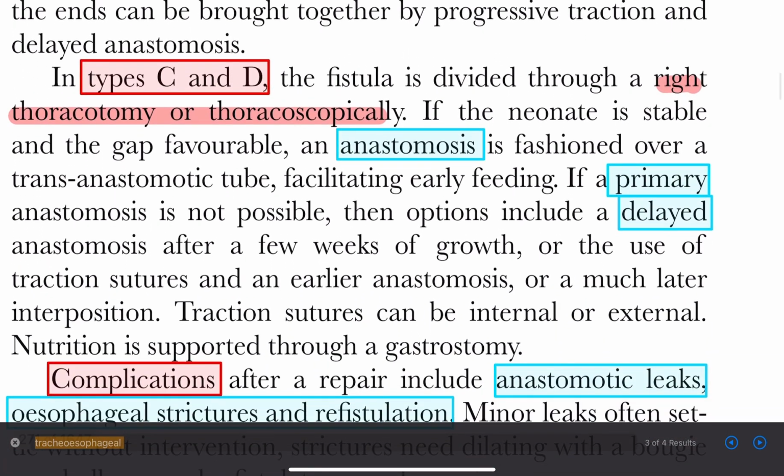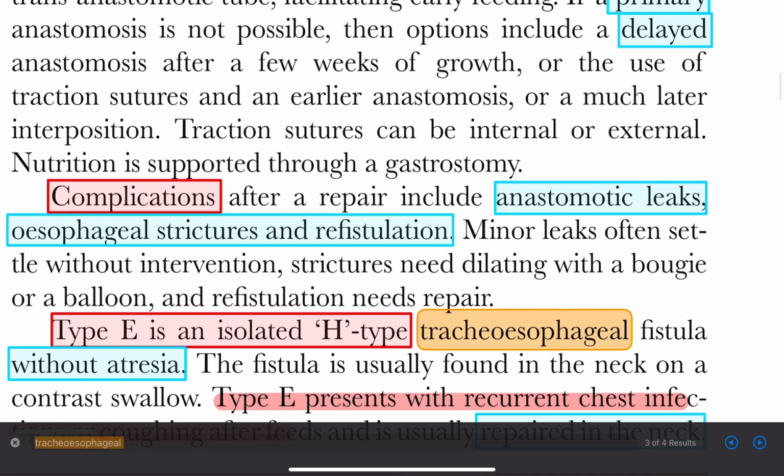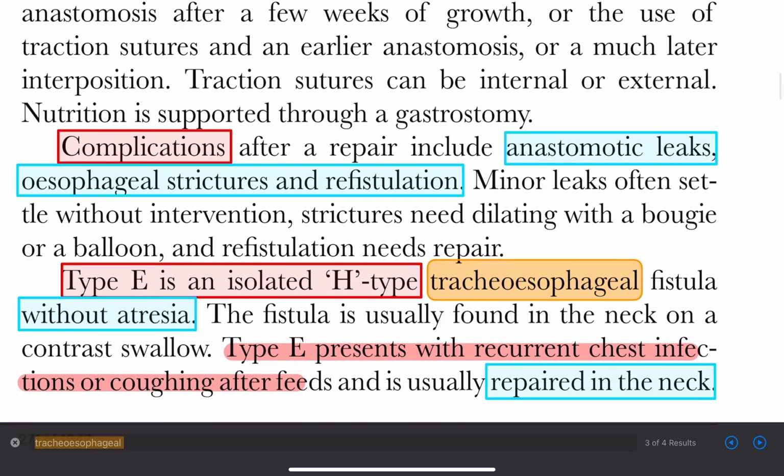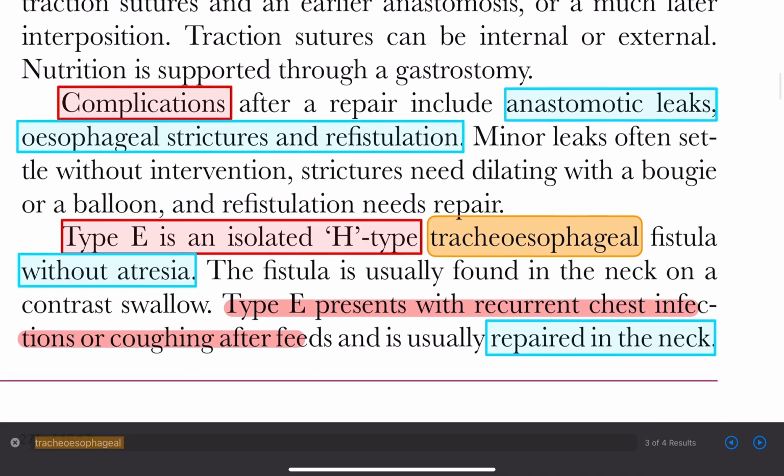In type C and D, the anastomosis can be done either primarily or delayed. Complications I already told: anastomotic leak, stricture, and refistulization.